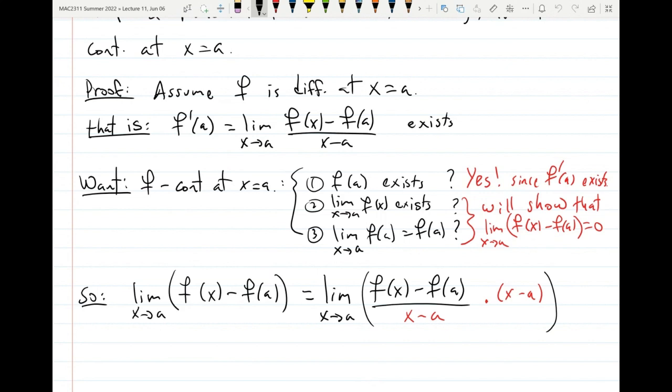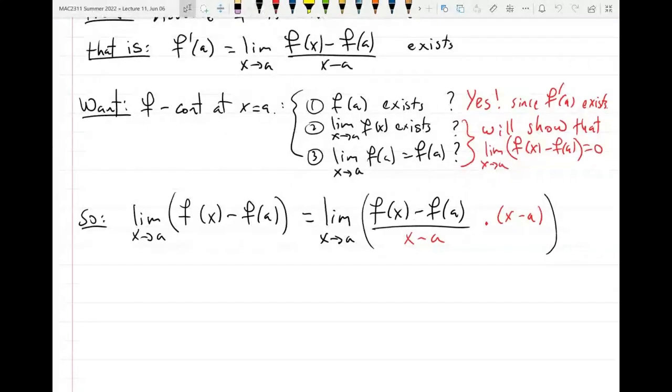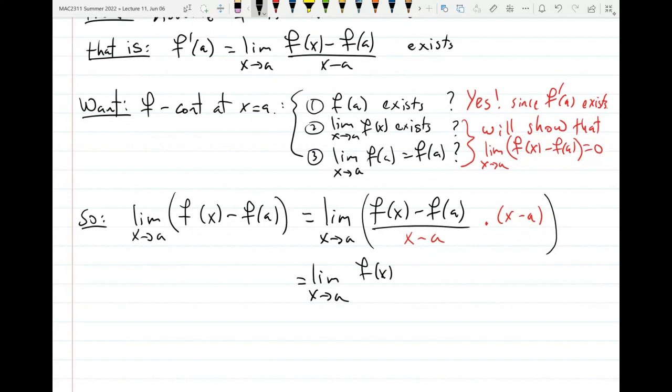And as you know, the limit of a product is the product of the limits if each of the limits exists, right? What can we say about this first limit? Does this limit exist? That's exactly our assumption. That's what it means to be differentiable, right? Because the function is differentiable, this limit exists. Does this limit exist? Yes, x minus a. There's nothing wrong with that limit. So I can split this as a product of two limits. It's one of the properties that we have.